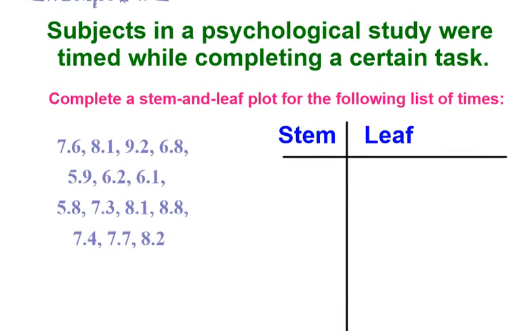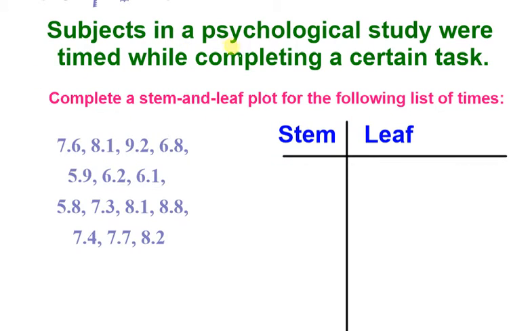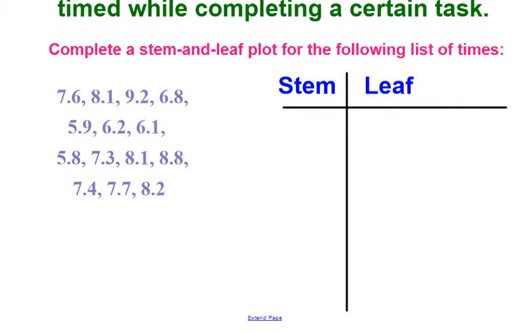And this time I have decimals. So subjects in a psychological study were asked to perform a certain task, and they were timed. And then these are their times. These are all mumbo-jumboed, so I'm going to make sure that I put them in order first.